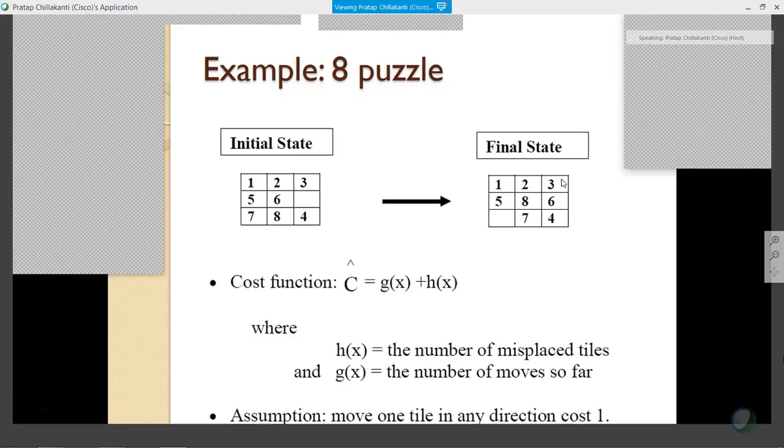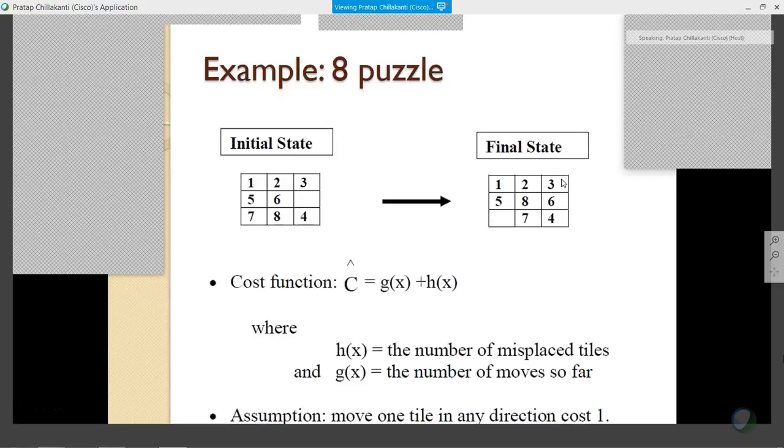You have 5, 6 here, but you want 5, 8 in between. So 6 should be in row 2 and column 3 as per the final state, but it is not. So 6 is misplaced. You agree? Now 8 should be in row 2, column 2, but it is not. So that is also misplaced. So that's 2. And then as Sri Prakash rightly put there, 7 is misplaced because 7 should be in column 2. We get that.